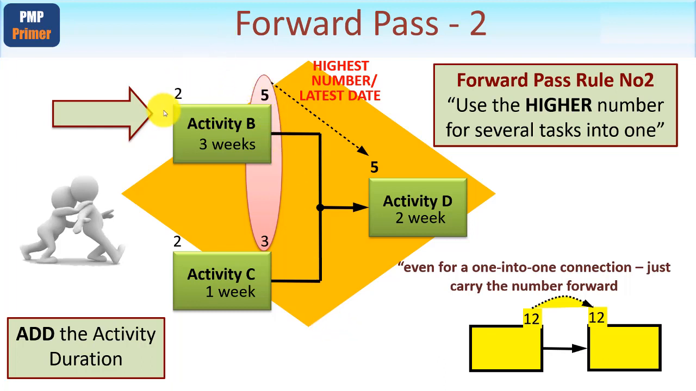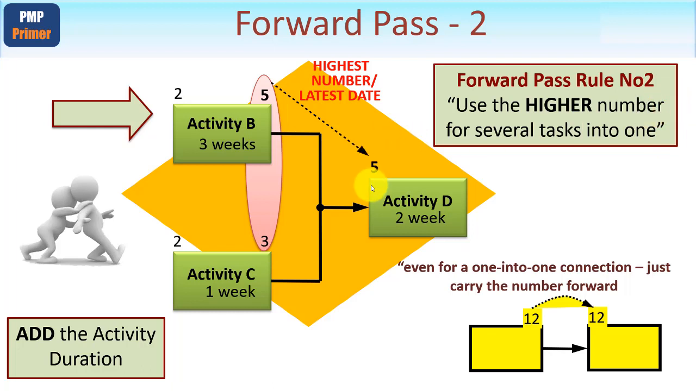Well, in this case, I've taken this a step further. Here's the same 2 you saw previously, and here's the final one. What do we do? We always add the activity durations. 2 plus 3 gives you 5. 2 plus 1 gives you 3. Now here's where rule number 2 comes in.